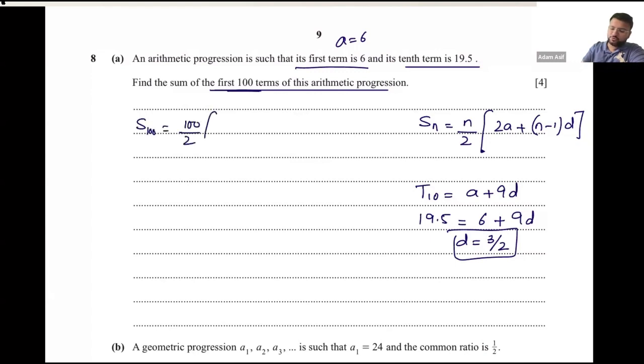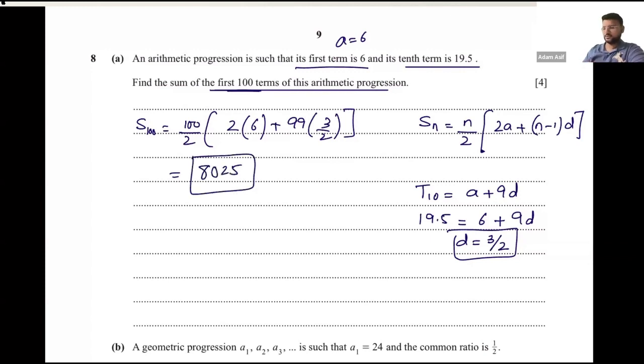That's going to be 100/2 times (2a plus 99d), where d is 3/2. 8025. That is the sum.